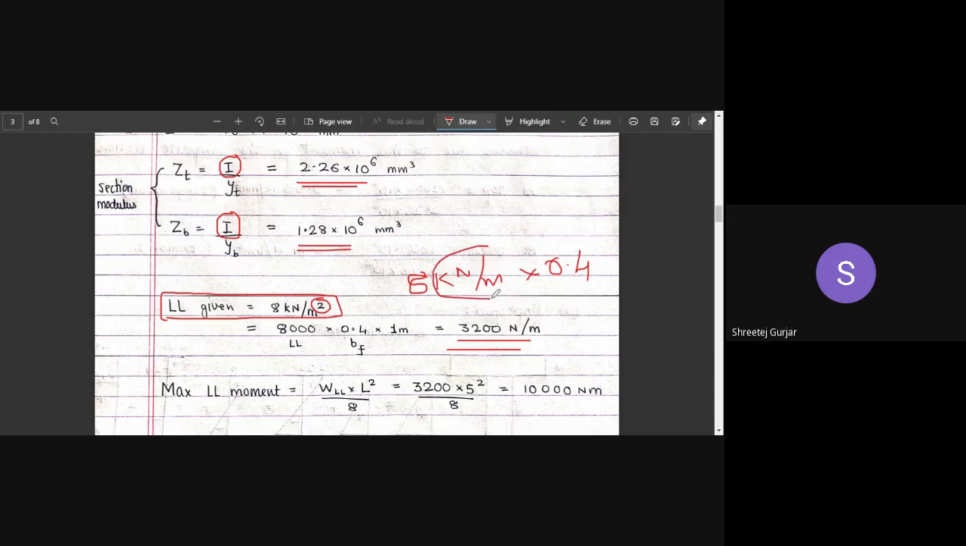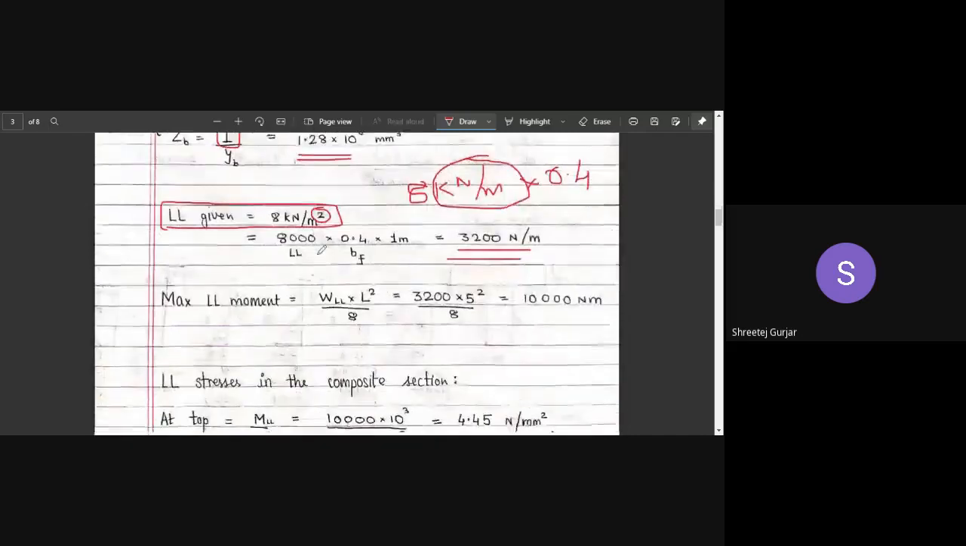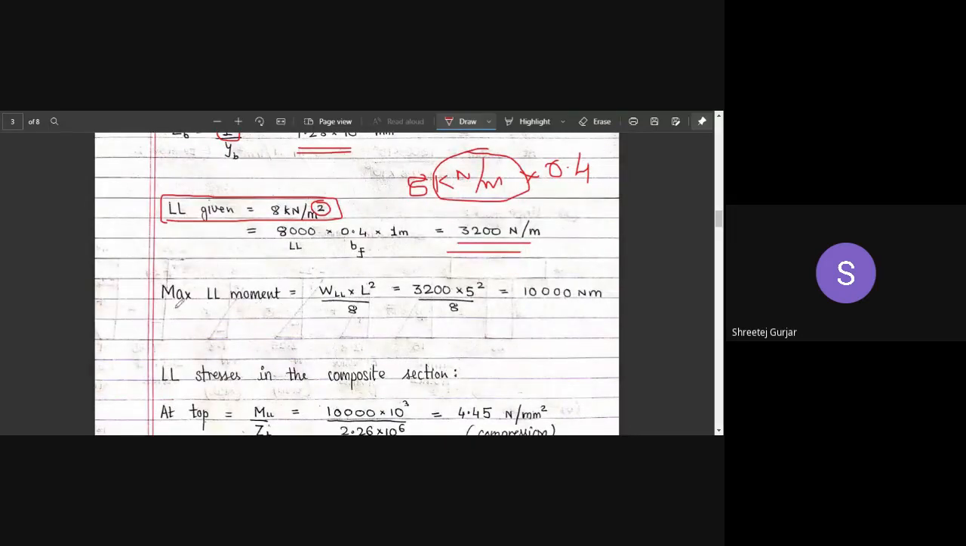So that is usually the format in which your live load is given. Any load, dead load, live load, is usually given in kilonewton per meter. Okay. So after converting that, you can calculate the maximum moment, right? The moment due to live load is WL squared by 8. So if you do WL squared by 8, you will get the moment due to live load.